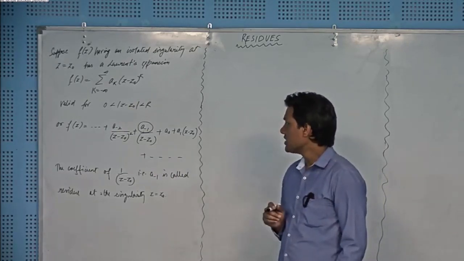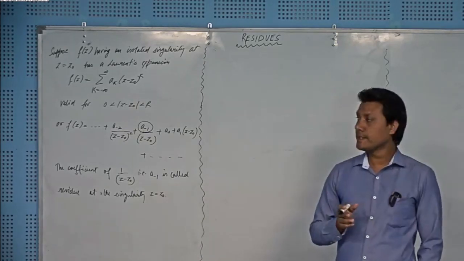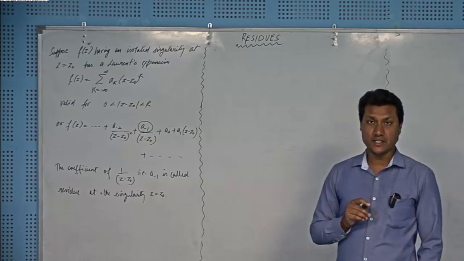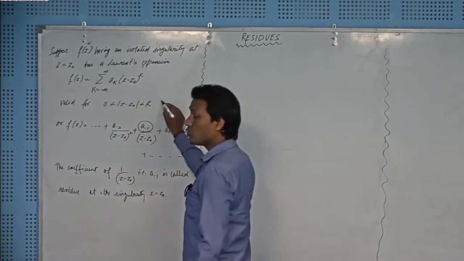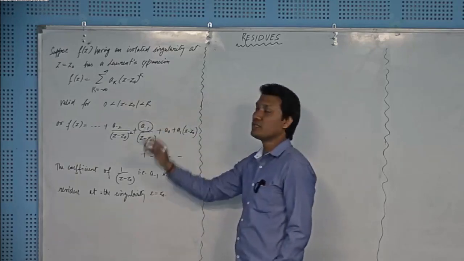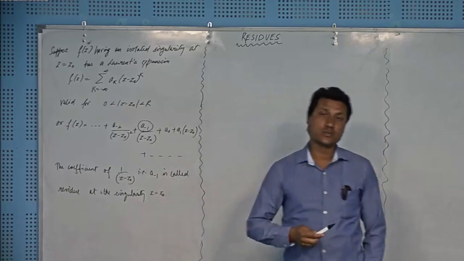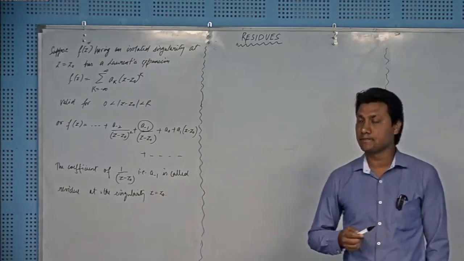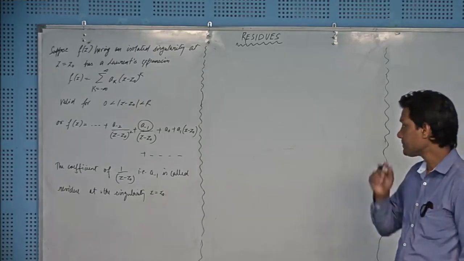So the basic principle to obtain a residue is to just expand the function in powers of z minus z naught, right? Provided you choose a suitable domain, that is also important. Choosing a suitable domain is also important, right? And then the coefficient of 1 over (z minus z naught) is called the residue, right? This is the fundamental principle to find a residue, right?